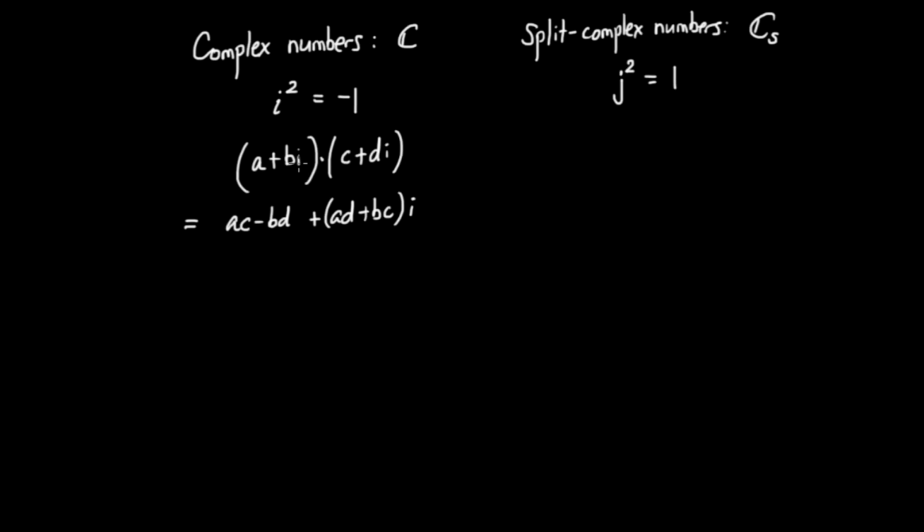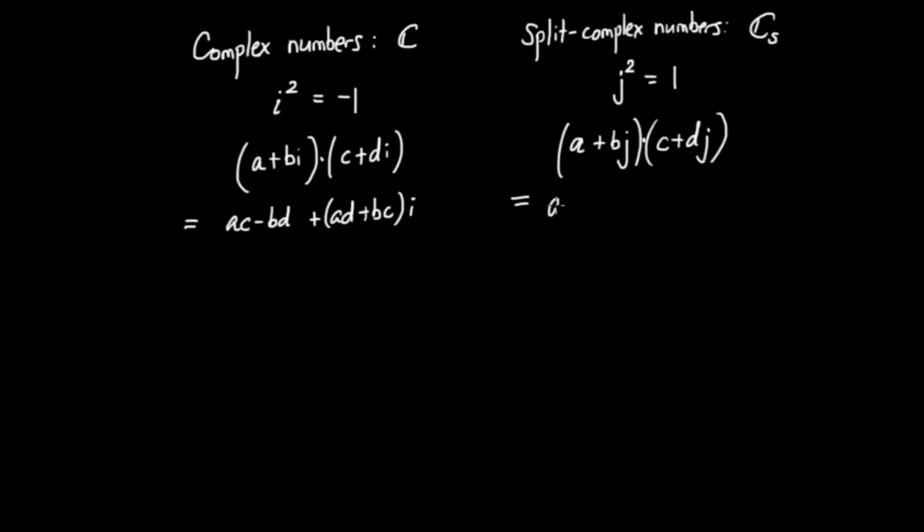And just like in the complex numbers, this j squared equals 1 is going to generate a multiplication. And let me show you what I mean by that. So just like in the complex numbers, a split complex number is going to be of the form a plus bj, where a and b are two real numbers, and we're going to couple them together to generate a new mathematical object. So I have one split complex number, a plus bj, and I have a second one, c plus dj, and what I'm going to do is multiply them together. And let's see what multiplication is generated by j squared equals 1.